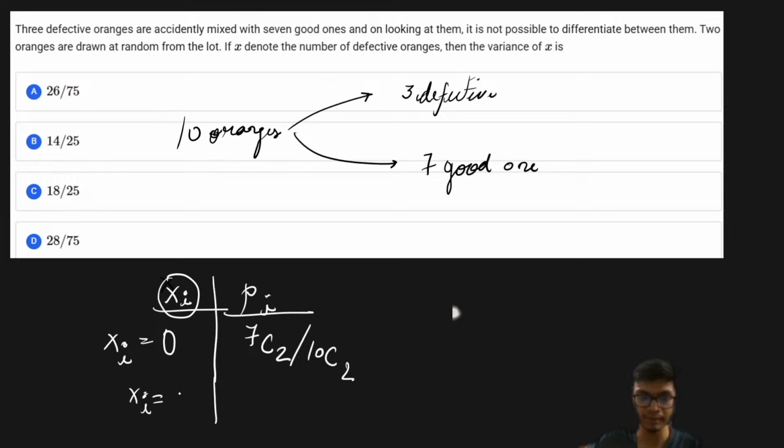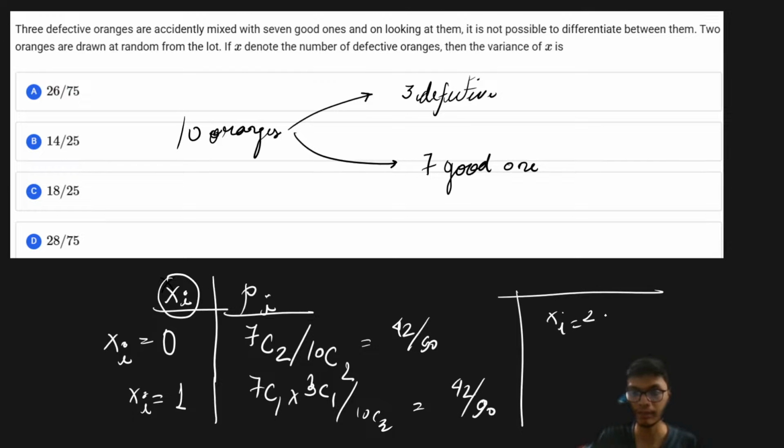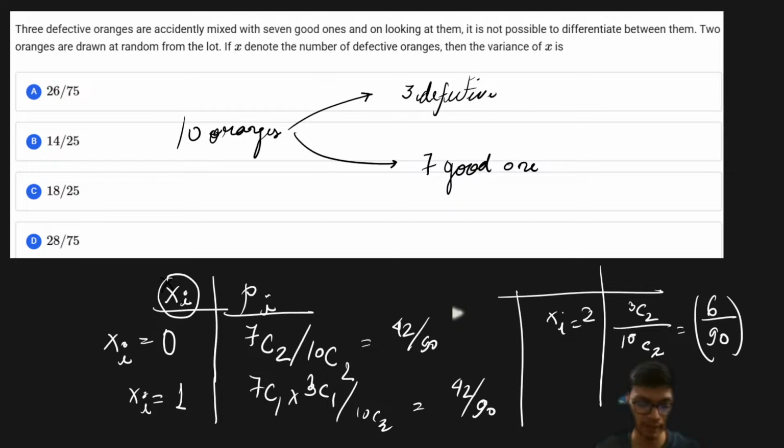So xi equal to 1, that is one defective orange, is given as 7c1 into 3c1 divided by 10c2. The value is 42 upon 90. And if the number of defective oranges, xi, is equal to 2, then the probability is 3c2 divided by 10c2, which is equal to 6 upon 90.